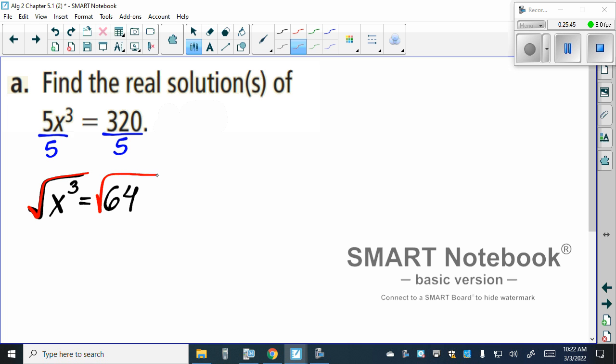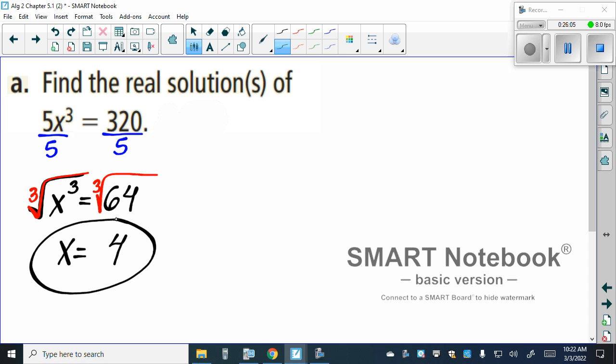So we wouldn't use square roots, we would use cubed roots. Since x is to the third power, we would want to use a cubed root. Do we need the plus or minus? Because it's an odd root, it would just be saying that x is equal to 4. Any questions on this one here before we look at that one?